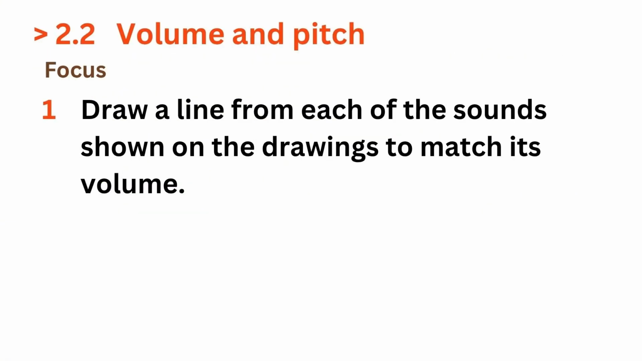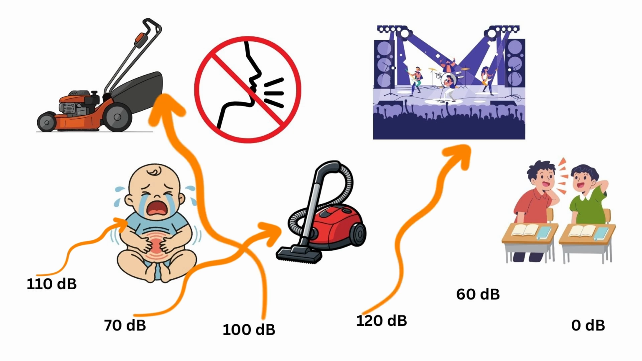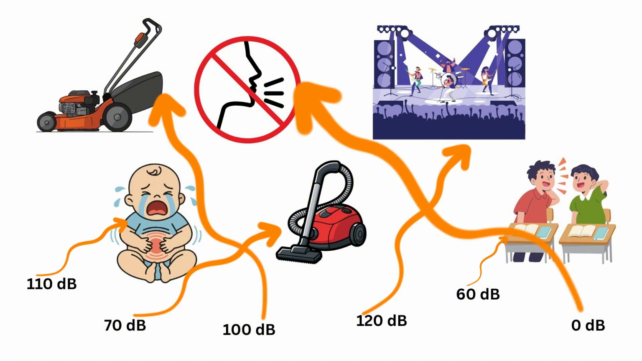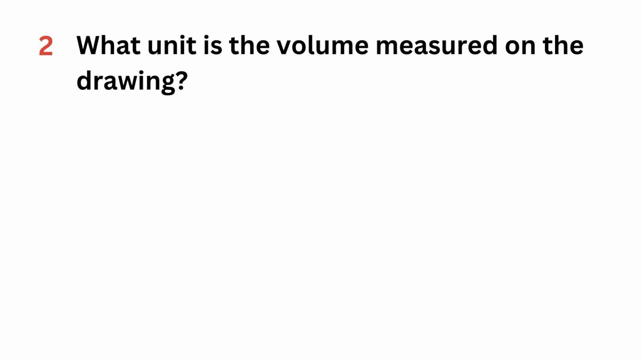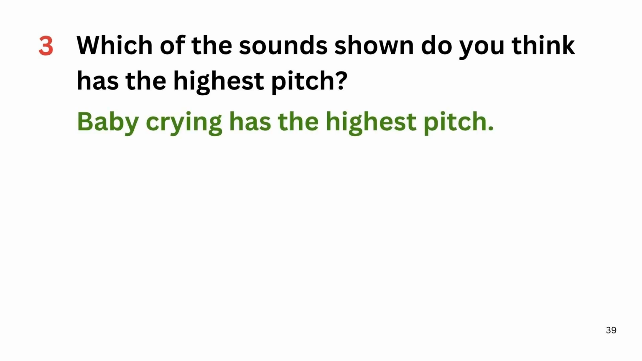2.2 Volume and Pitch. Focus. Question number 1. Draw a line from each of the sounds shown on the drawings to match its volume. 110 decibels, 70 decibels, 100 decibels, 120 decibels, 60 decibels, 0 decibels. Question number 2. What unit is the volume measured in on the drawing? Decibel. Question number 3. Which of the sounds shown do you think has the highest pitch? Baby crying has the highest pitch.